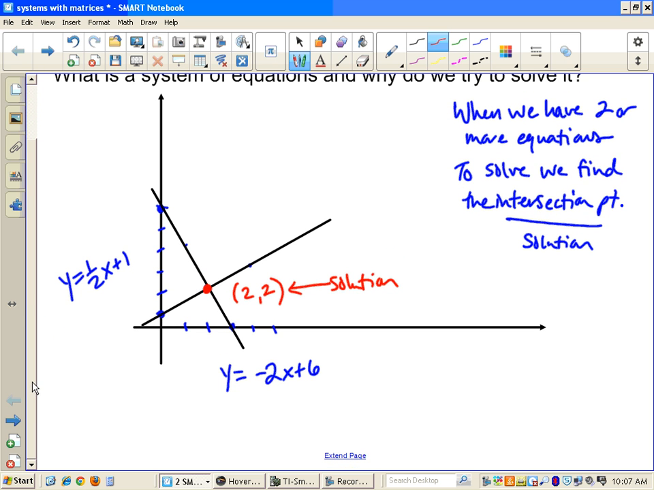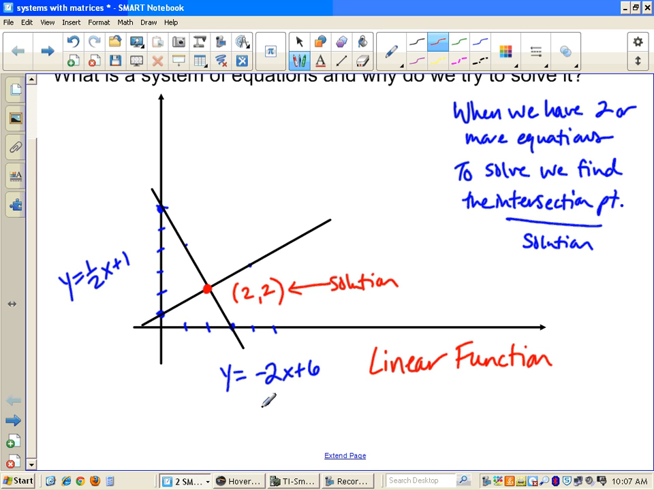A couple more things to write now. The equations can be any type of function. They could be linear. I could have done a parabola here and shown where the parabola intersects. Sometimes you get two intersection points there. But we will be working with linear equations, linear functions, for the purpose of this unit.